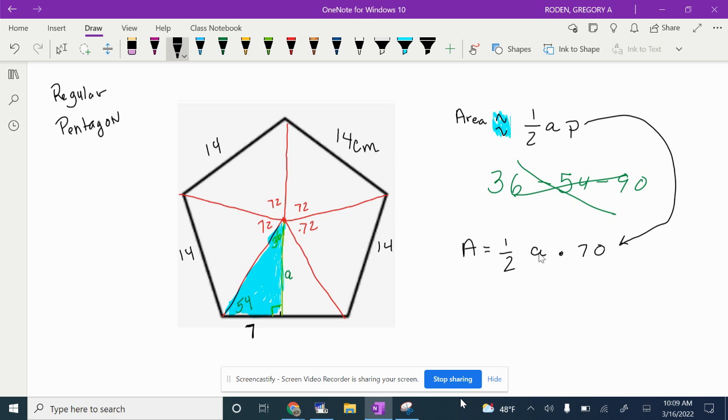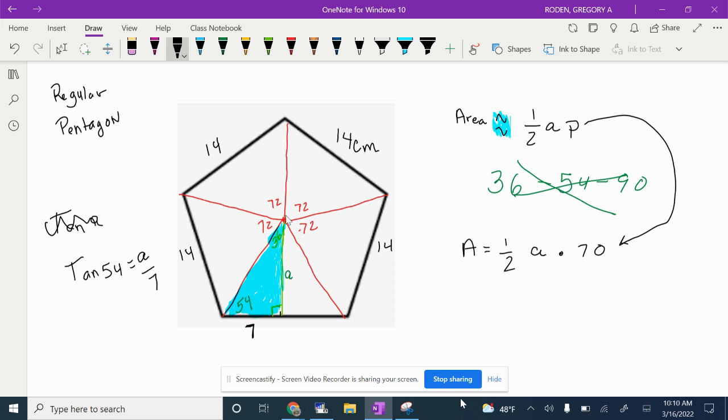Now we need to figure out a. We know this side of the blue triangle is 7. We're trying to figure out a, and we have a 54-degree angle right here. What trigonometry SOHCAHTOA rule should I use to figure out a, class? I should use tangent. So tangent is opposite over adjacent. So tangent of 54 equals a over 7.